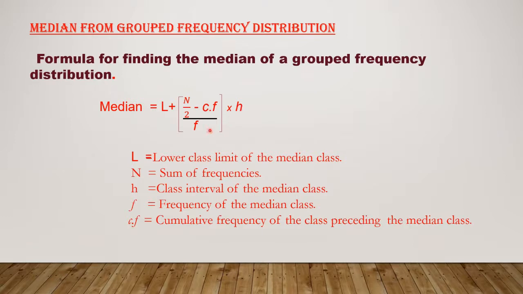L equals the lower class limit of the median class. N means the sum of the frequencies. H equals the class interval of the median class. F equals the frequency of the median class. And CF equals the cumulative frequency of the class preceding the median class.